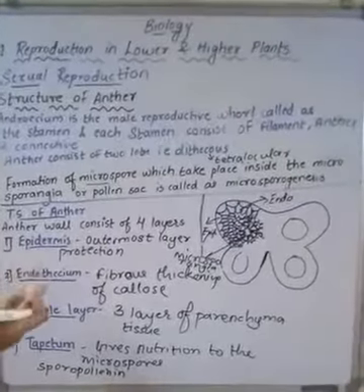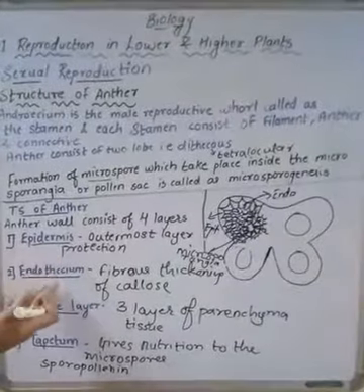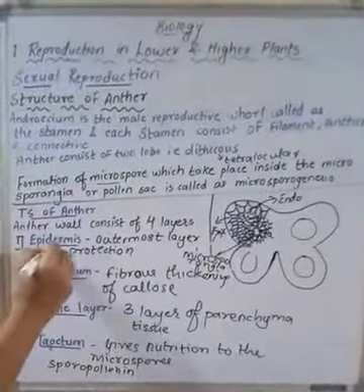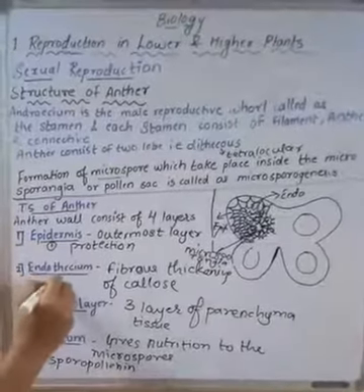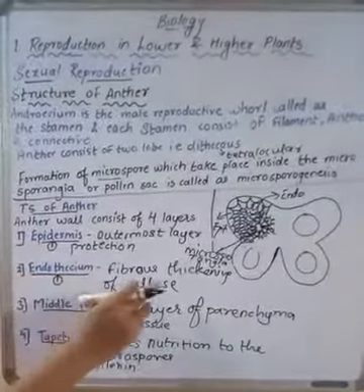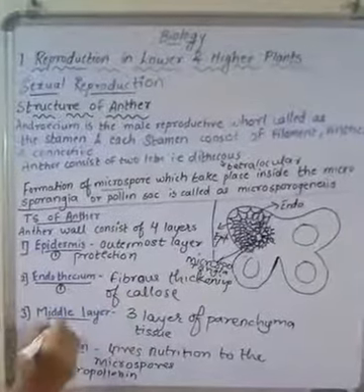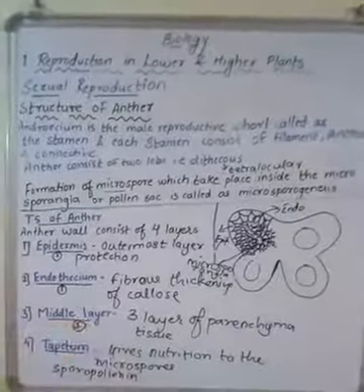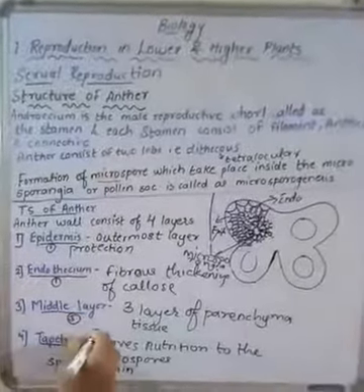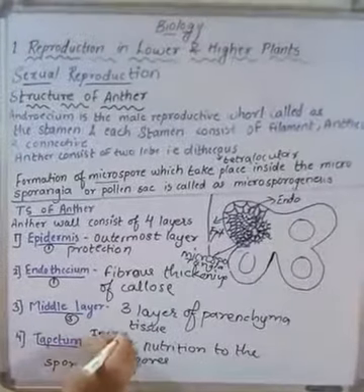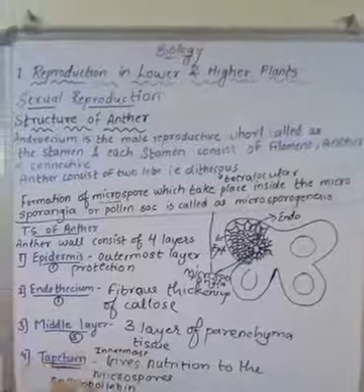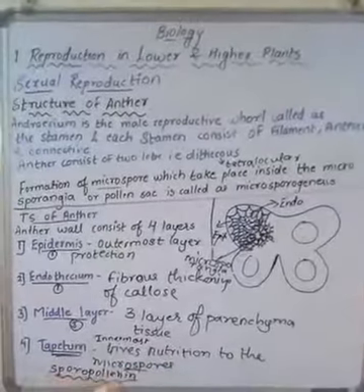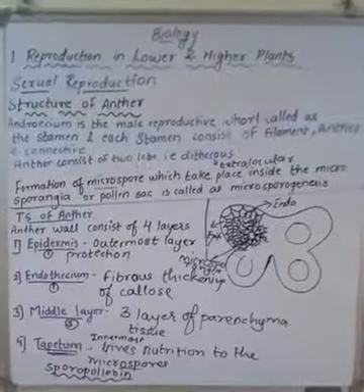Okay, it is very easy, but we have seen epidermis, endothecium, middle layer, and tapetum. Epidermis is the outermost layer. Endothecium also consists of 1 layer, that consists of fibrous thickening of callose. Third one, the middle layer, consists of 3 layers of parenchyma tissue, and tapetum is the innermost layer. It gives the nutrition to the microspore and gives a covering of sporopollenin. Okay.